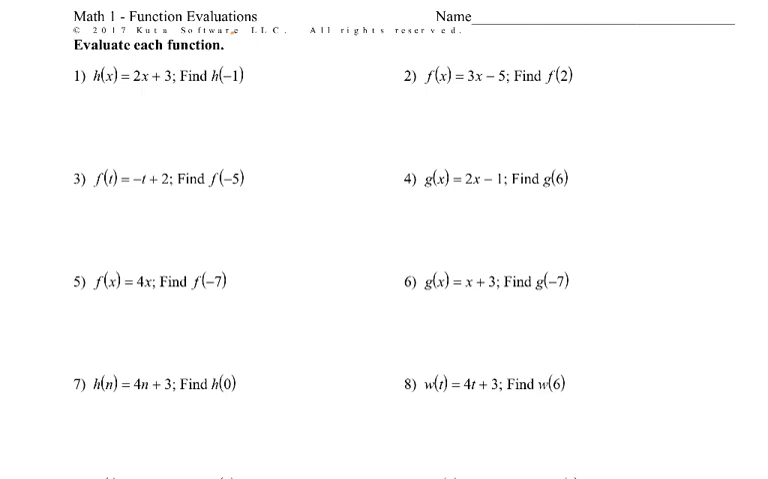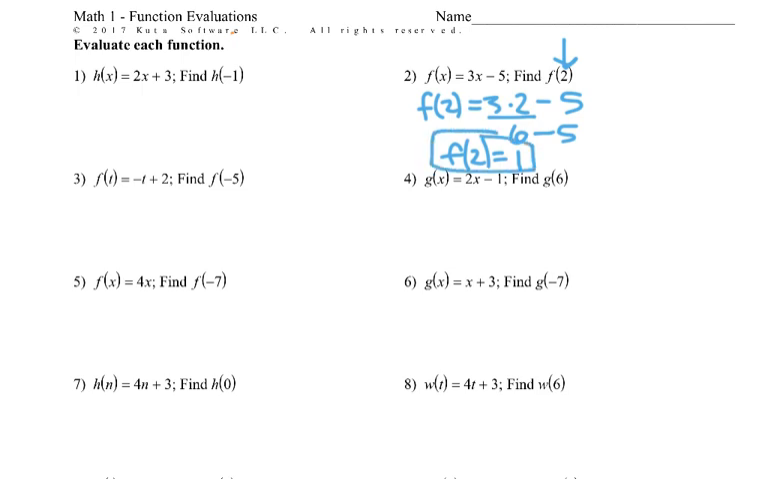Alright, so now let's take a look at how you did. Hopefully you were able to get them all done. You should have had enough time to do that. So let's just knock these out. For an input of 2, f of 2 equals 3 times 2 minus 5. 3 times 2 is 6, 6 minus 5 is 1. So f of 2 equals 1, and that's my answer. An input of 2 gives me an output of 1.